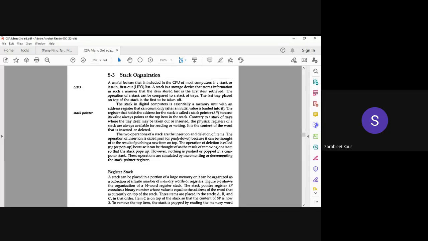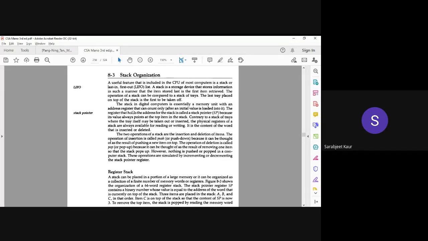Okay, so initially when my stack was empty, the top was 0. When I have one item in my stack, then the top is 1, and so on and so forth. This location of the top is known as the stack pointer. It is known as a stack pointer.